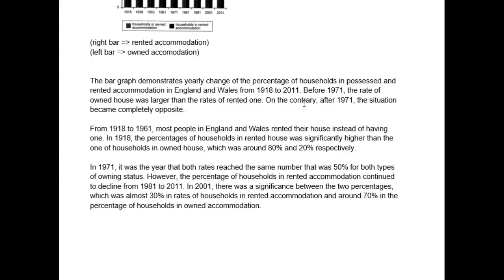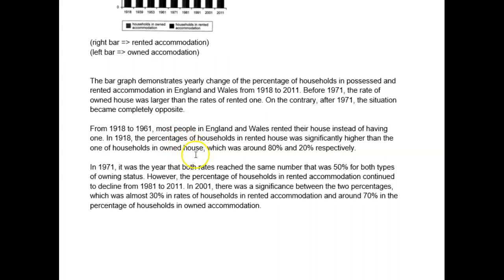From 1918 to 1961, most people in England and Wales rented their house instead of having one. Well, careful here. What does it mean to have one? So a better word here would have been owning. Okay, so they rented their house instead of owning one. In 1918, the percentages, well, it's not the percentages plural, it's the percentage. It's 1% in 1918, right? So the percentage of households in rented, you could have said houses or homes, or accommodation actually.